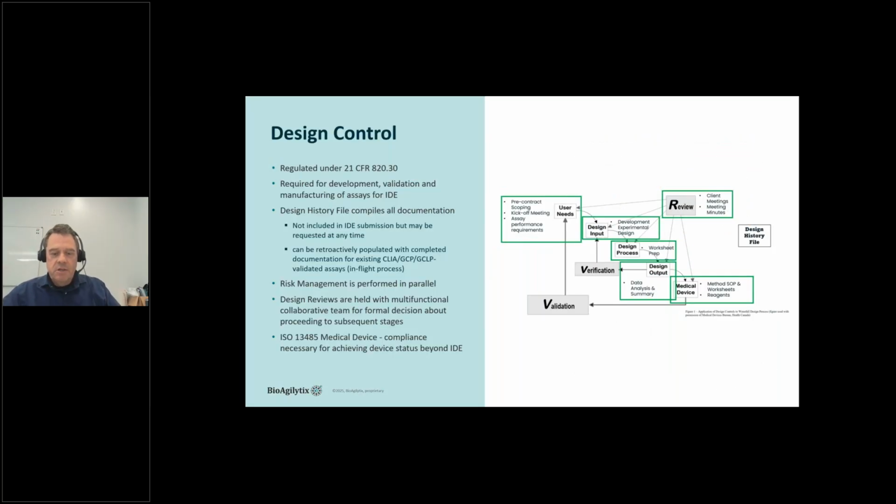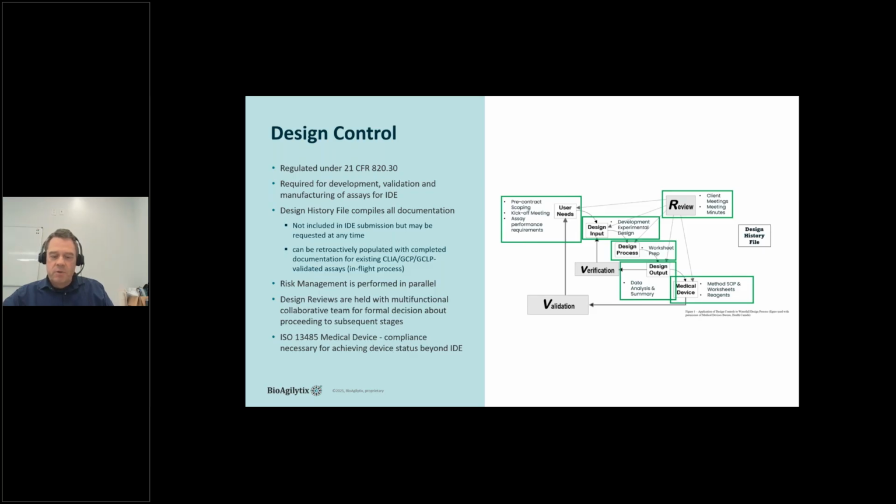So this slide depicts the design control process, and for scientists who are accustomed to developing and validating clinical trial assays for GCP, GCLP purposes, the design control paradigm might seem daunting. Some of that is just vocabulary. Design control doesn't really change the course of development and validation. It just requires formal documentation at each stage. And each stage has different nomenclature.